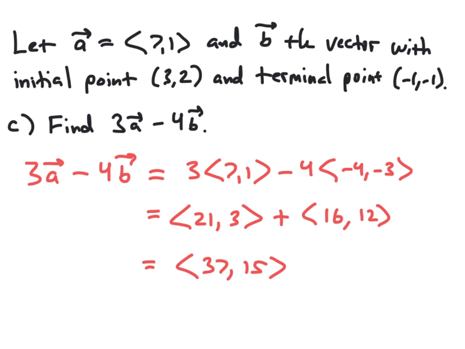We then scale vector b by negative 4, and so that becomes positive 16 and positive 12. Notice that we're now adding our vectors since we used negative 4 as our scalar. And so we have 21 plus 16 is 37, and 3 plus 12 is 15. And so 3a minus 4b will be the vector <37, 15>.